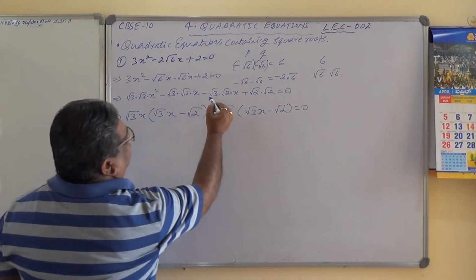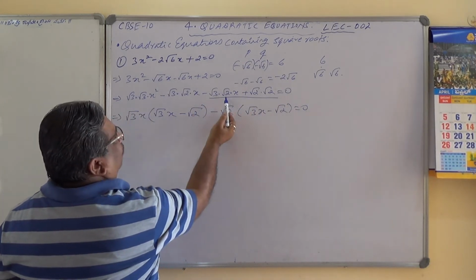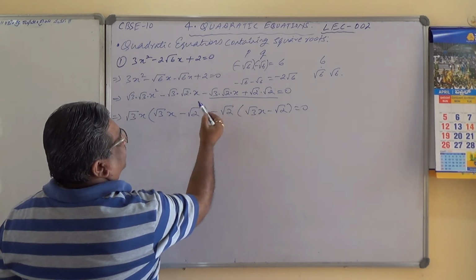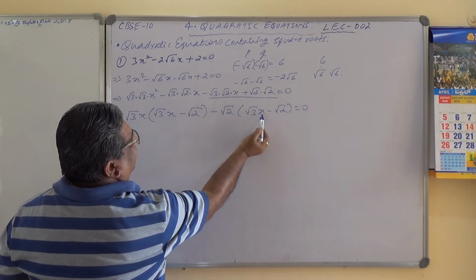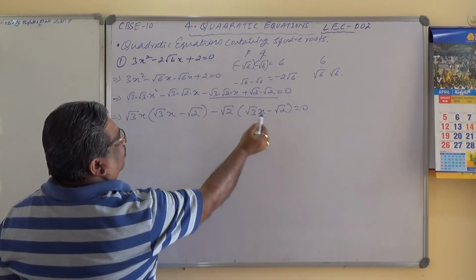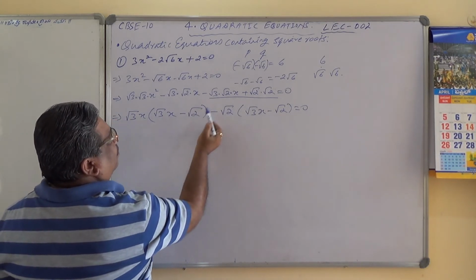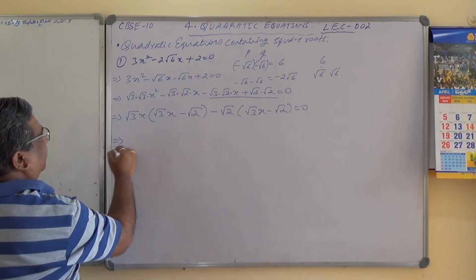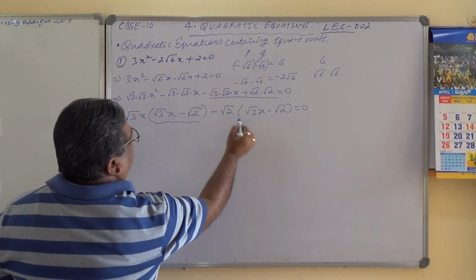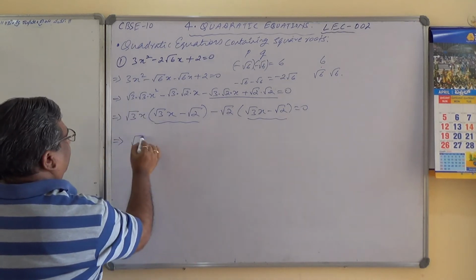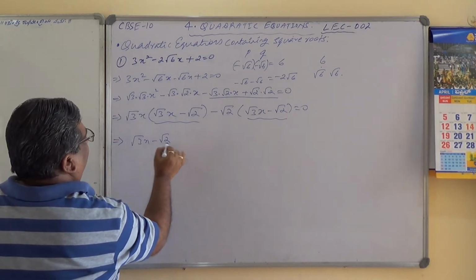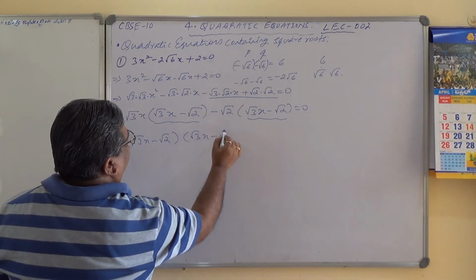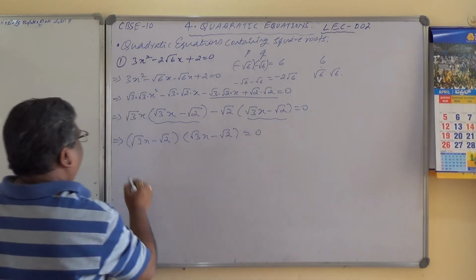Out of these two terms, what is common? Root 2 is common, only root 2. So when root 2 comes out, root 3x is remaining here, and here root 2 is remaining. Root 3x minus root 2, because minus I have taken out, therefore this will become minus here. Now it is correct. So root 3x minus root 2 into bracket root 3x minus root 2 equals 0.